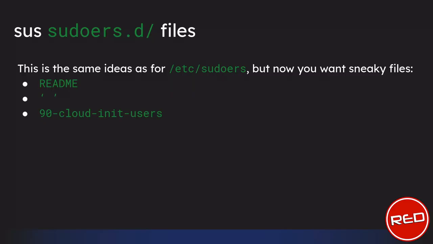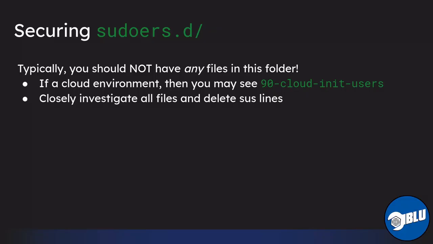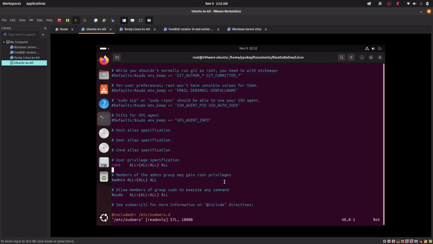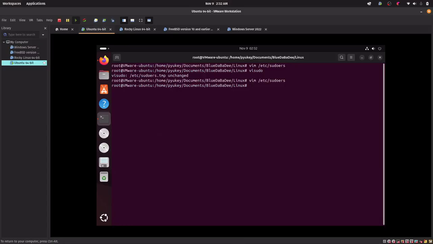Now imagine you have a machine that is not part of the cloud, therefore does not need this file. Red team could just make a file with that same name and put their backdoor commands in there to try and fool the blue team. So as blue team, what we want to do is thoroughly investigate any file in this folder, because normally this folder should not have anything in it. So let's go ahead and do that. Let's test our skills using these commands here, or these vulnerabilities.